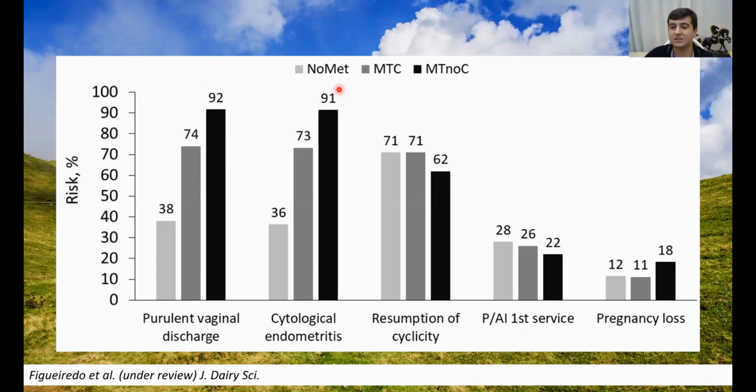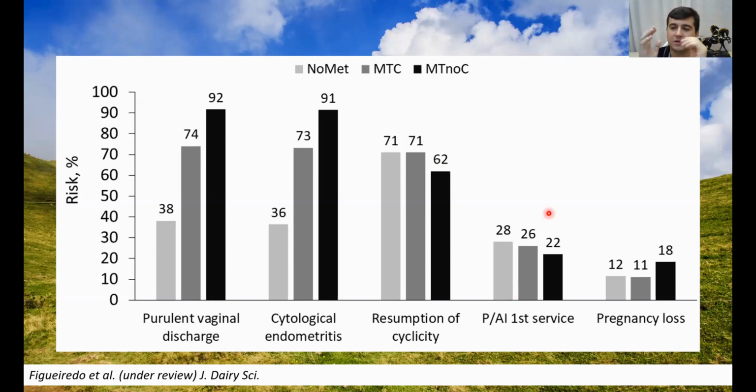For resumption of estrous cyclicity at day 60 in milk, we saw an effect of metritis. However, this effect came solely from the animals with metritis that did not achieve clinical cure, as these animals had reduced risk of resuming estrous cyclicity compared to animals with metritis that achieved clinical cure and animals without metritis. For pregnancy per artificial insemination in the first service, we did not find a statistical difference, just a numerical difference.